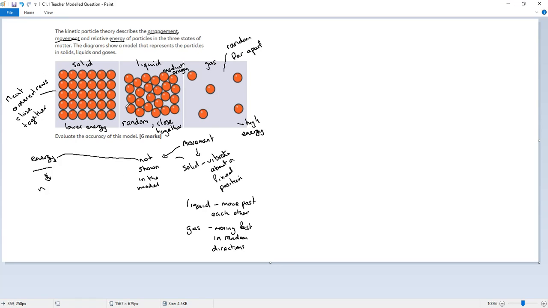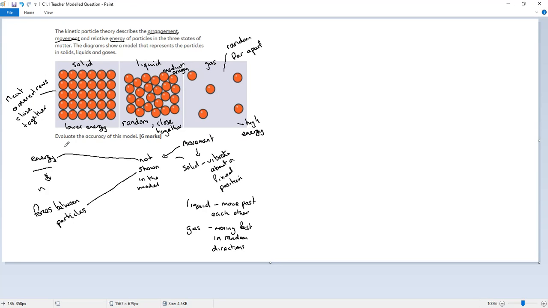If I was going from a solid to a liquid, then there's an increase in energy of those particles. And if I'm going from a liquid to a gas, which of course is evaporating or boiling, then they're also going to get an increase in energy of the particles. Now, the one that's not mentioned in the question is the forces between the particles. Although it doesn't talk about this in the question, it's also one of the things that's not represented in the model. So the forces between the particles are not shown in the diagram, in the model.